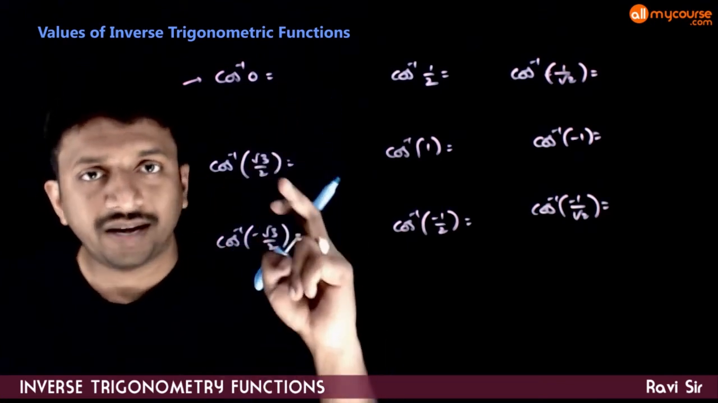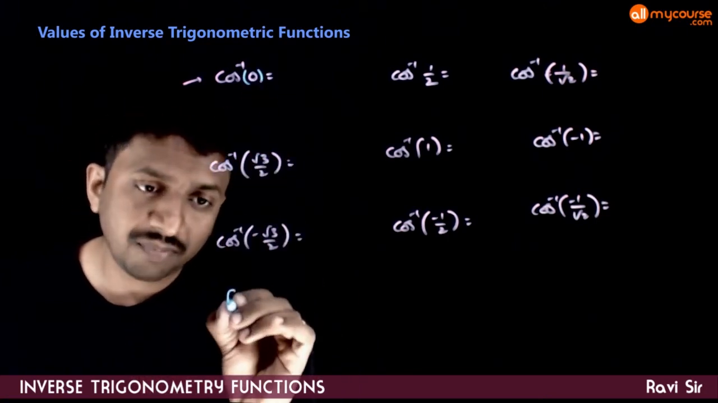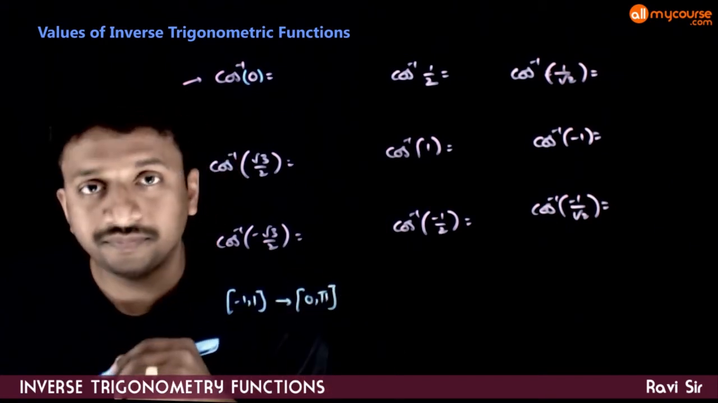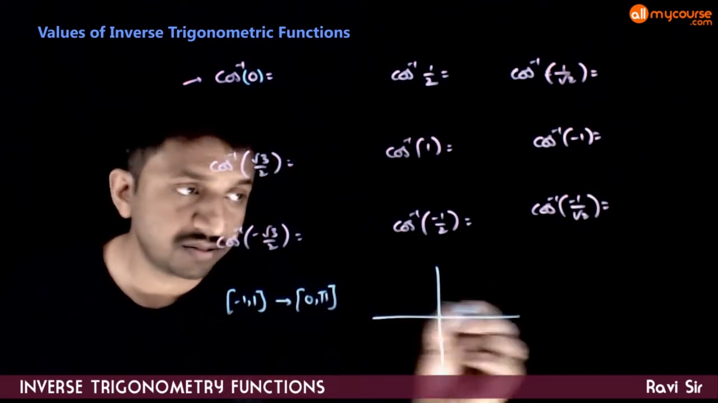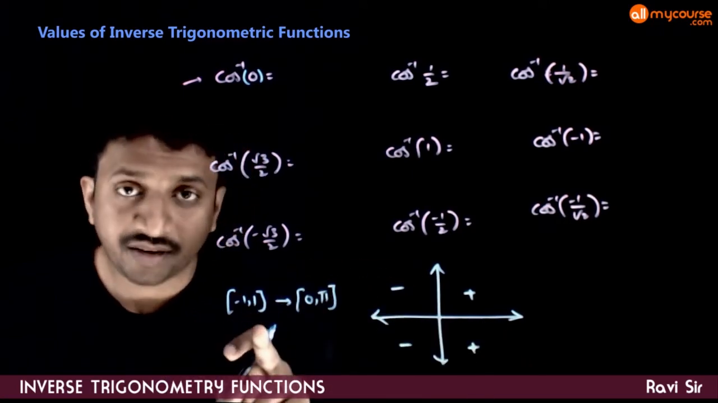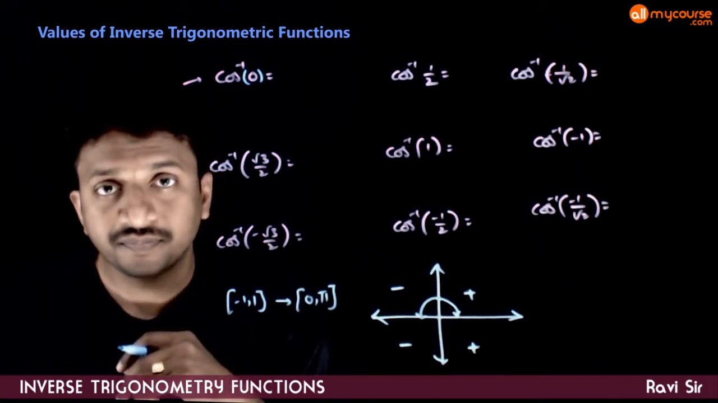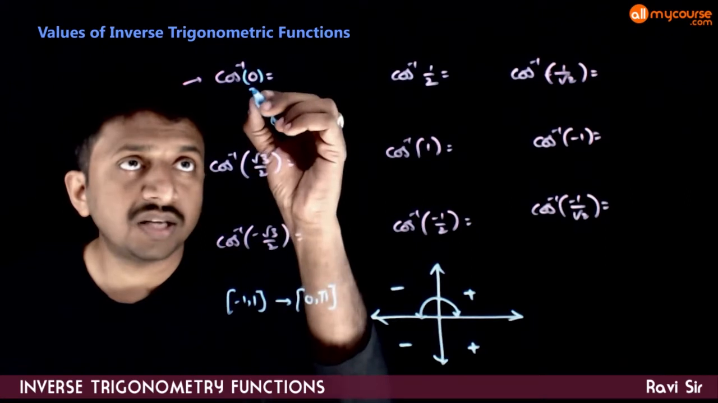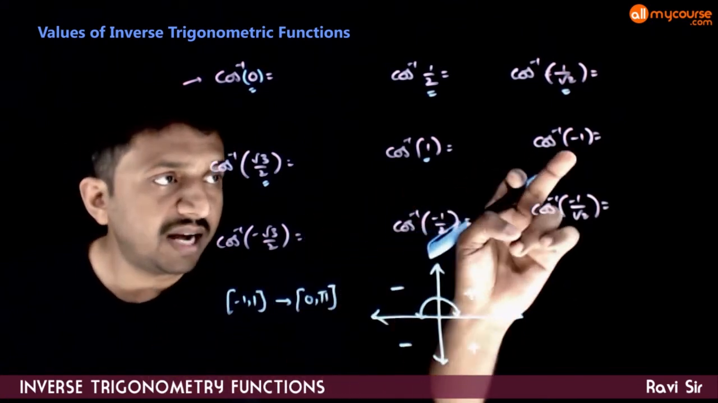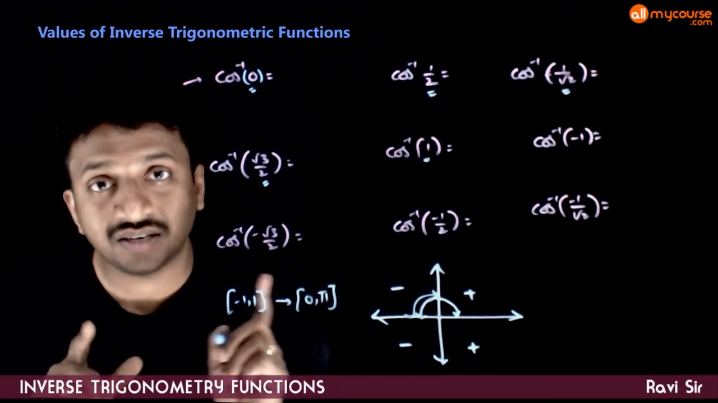Next, let us try to see how to find the values of cos inverse. Again, cos inverse is a function which takes in numbers between minus 1 and plus 1 and gives out angles between 0 and pi. So if you draw the quadrant diagram for cos, it is positive here, negative, negative, positive. And the range of cos inverse is 0 to pi. So the answers that you get here are some angles between 0 and pi. If a positive number goes inside cos inverse, you get angles in the first quadrant. If negative numbers go inside cos inverse, you get angles in the second quadrant. That's the difference between sine inverse and cos inverse.